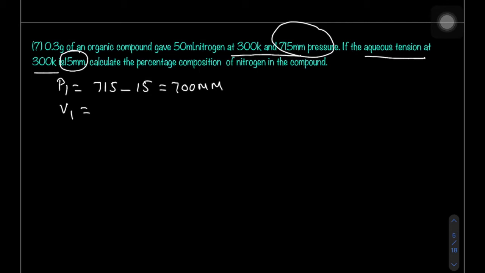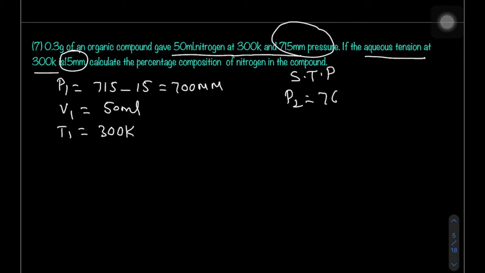Now what is the volume of the gas at 715 mm and 300 Kelvin? That is 50 ml. Okay, what is the temperature here? T1 is equal to 300 Kelvin. We have to calculate the volume of the nitrogen under STP condition. Pressure will be 760 mm, volume to be calculated, and temperature is, we know, 273 Kelvin.